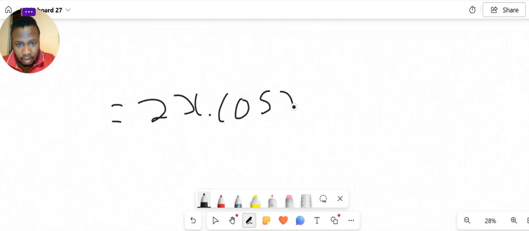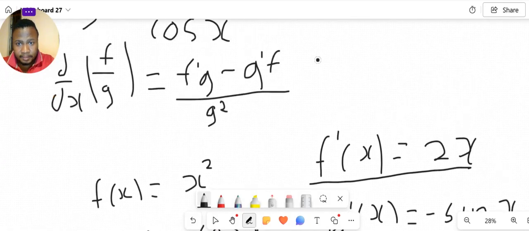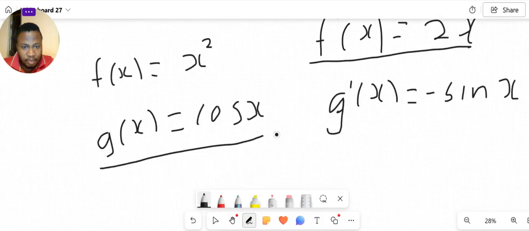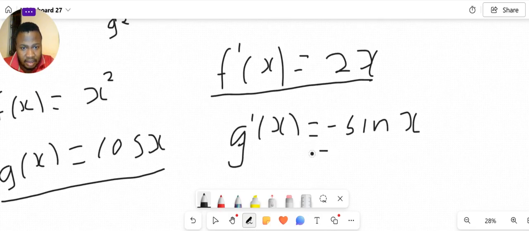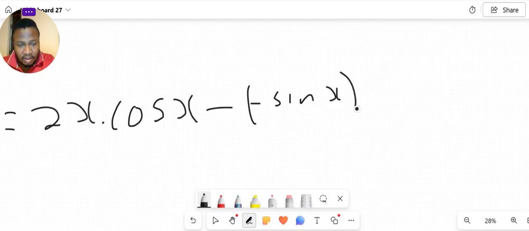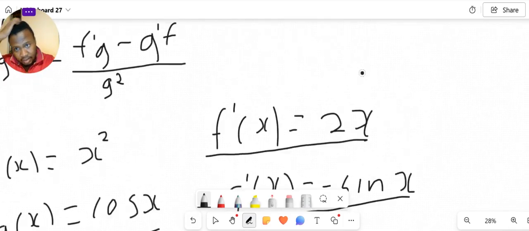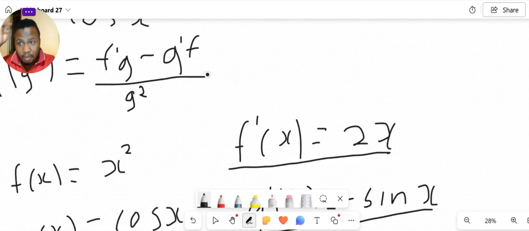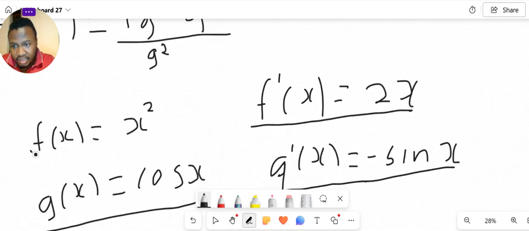Cos x. And then we say minus in the middle. G prime, where is our g prime? G prime is negative sine x. So since this is negative, we put it inside the bracket: negative sine x. And then lastly, on the last part, we multiply by what? The function f, which is just x squared.